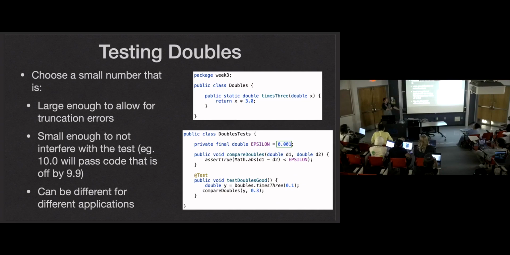But depending on your application, like if you're checking the distances between stars, maybe 0.001 is a little too small. You don't need to be quite that precise. If you're checking the distance between atoms, this should be way smaller. So depending on what your application is, you can think about what this should be. But in general, you want it small enough that it's not going to interfere with the logic of your test, but large enough that it's going to eliminate any truncation errors getting in your way.